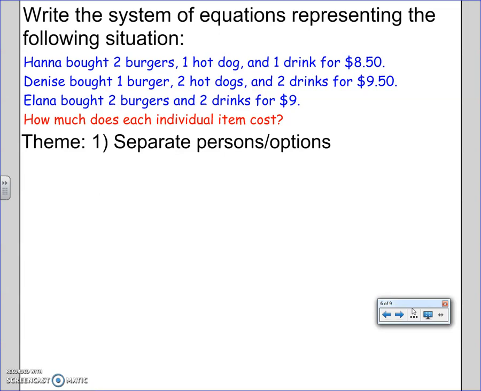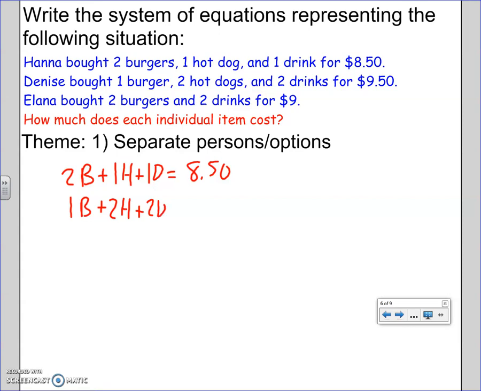I say separate each person, like options. So the first person bought 2 burgers. I'll say B for burgers, plus 1 hot dog, plus 1 drink. That equals $8.50. The second option was second person bought 1 burger, plus 2 hot dogs, plus 2 drinks, and paid $9.50. The third person, or third option, bought 2 burgers, plus 2 drinks.